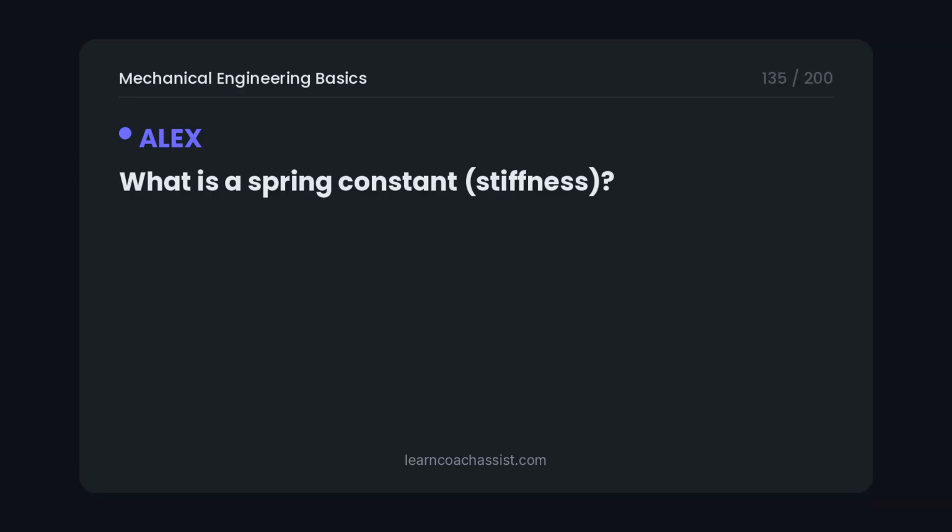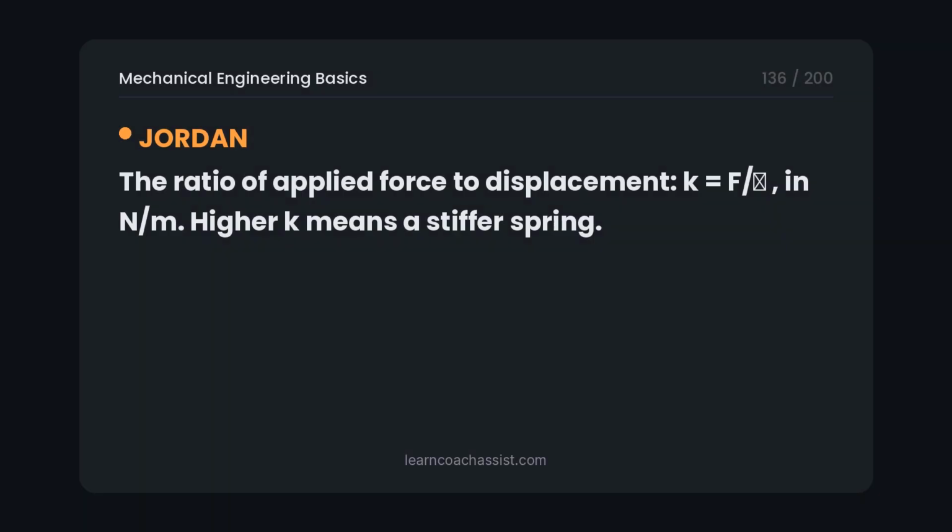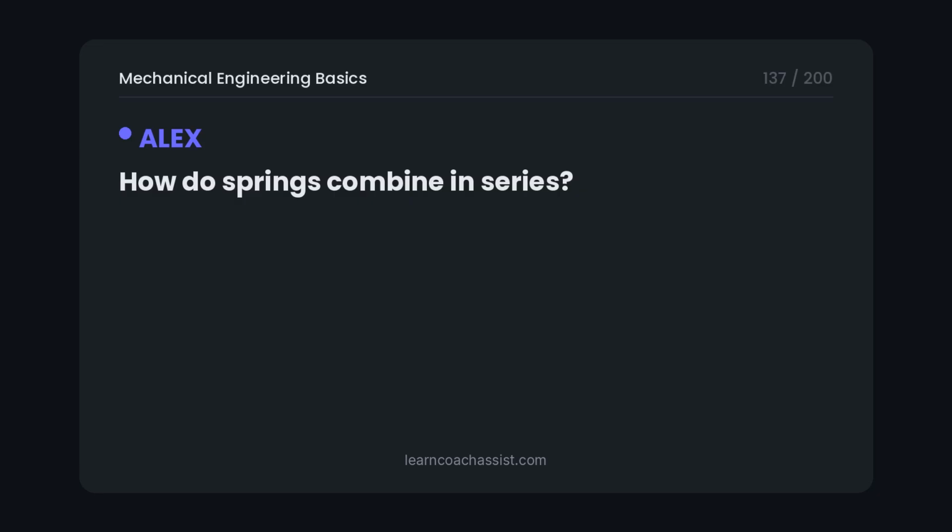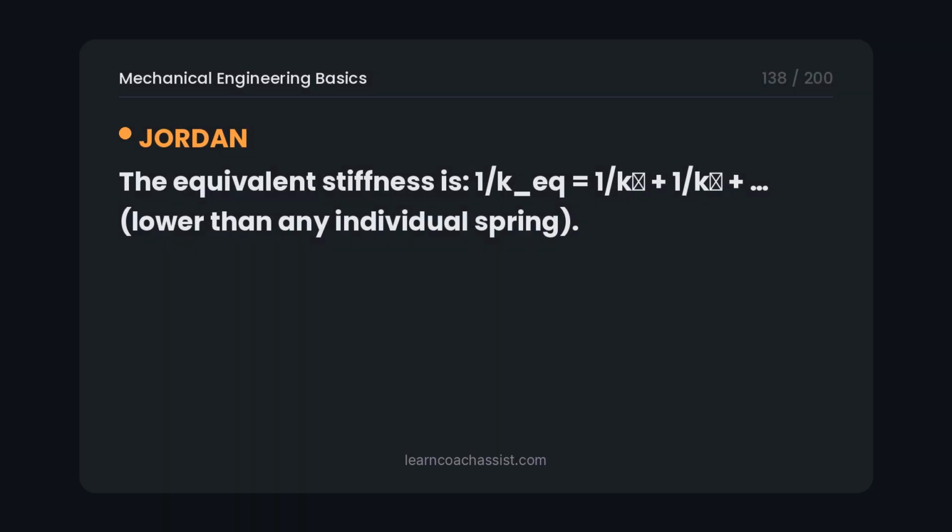What is a spring constant, stiffness? The ratio of applied force to displacement, K = F/delta, in N/m. Higher K means a stiffer spring. How do springs combine in series? The equivalent stiffness is 1/K_EQ = 1/K + 1/K2 + ..., lower than any individual spring.